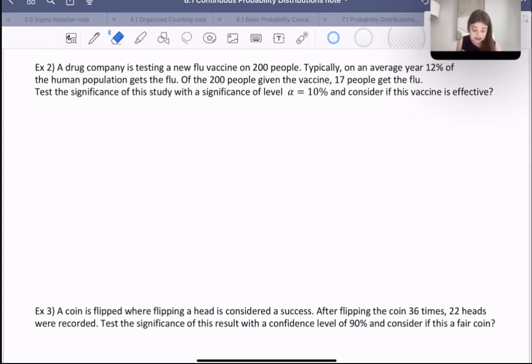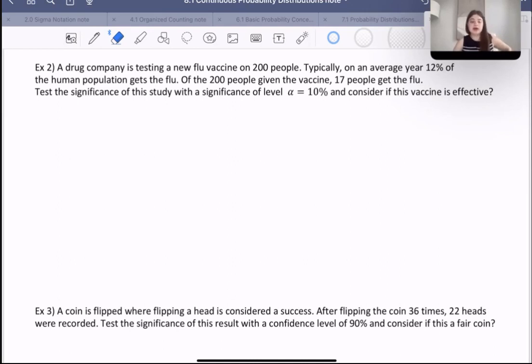Example 2 says a drug company is testing a new flu vaccine on 200 people. Typically, in an average year, 12% of the human population gets the flu. Of the 200 people given the vaccine, 17 people get the flu. So if we think about it, 17 out of 200 is less than 12%, because if it was 12%, 24 people out of that 200 on average would get the flu. Here it says to test the significance of this study with a significance level of 10% and consider if this new flu vaccine is effective.